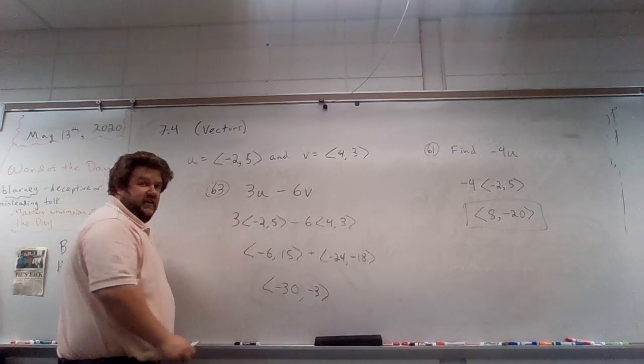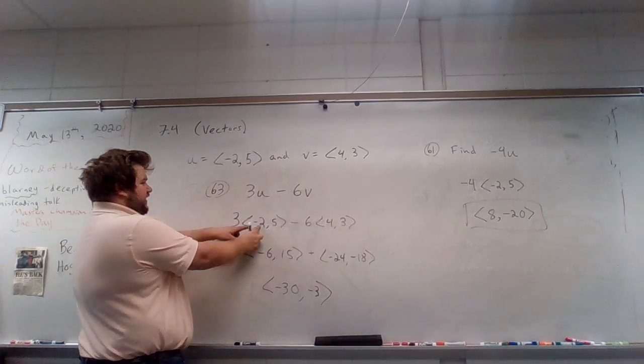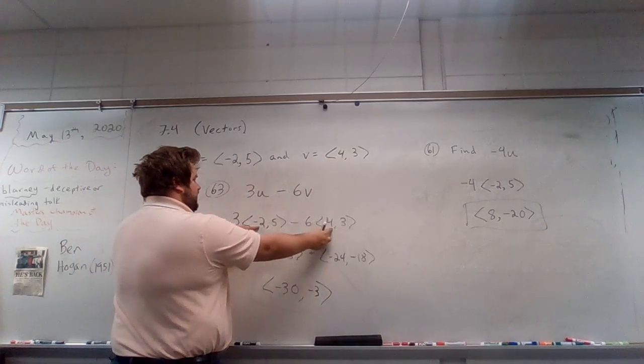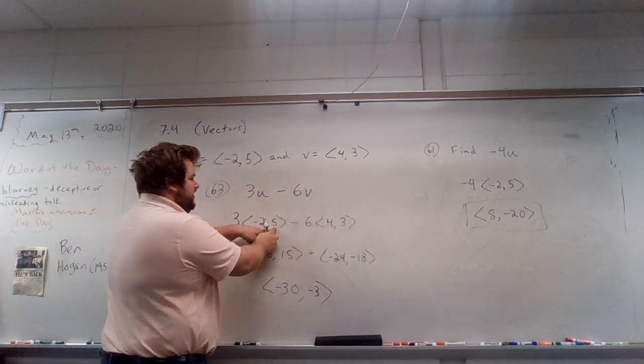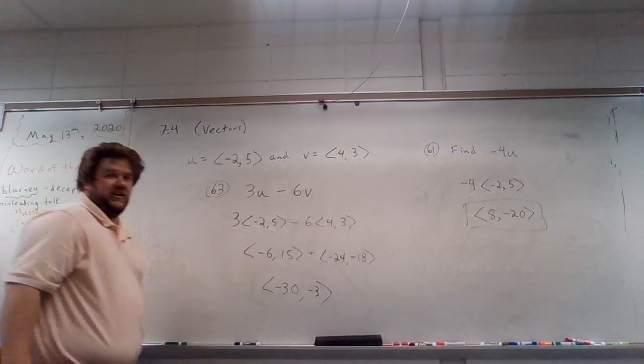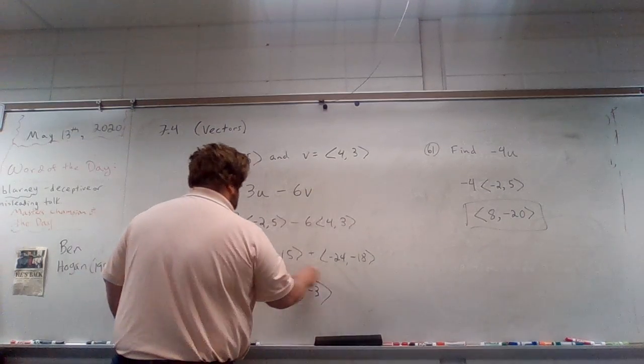Okay, another way you could think about it is just to say that you're taking the negative 6 and then subtracting 24. That gives you negative 30. You're taking 15 and subtracting 18. That gives you negative 3. And that would be our answer here.